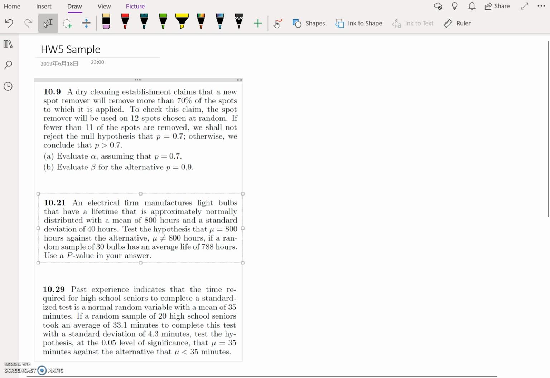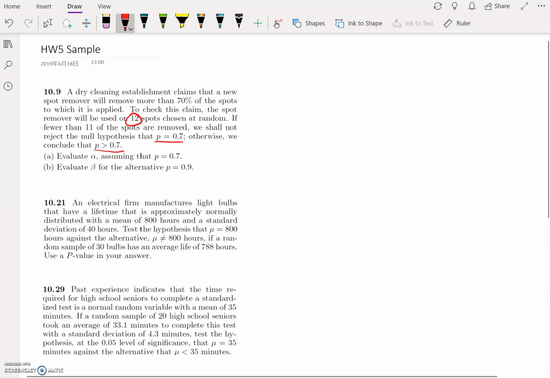The first question. A dry cleaning establishment claims that a new spot remover will remove more than 70% of the spots to which it is applied. To check this claim, the spot remover will be used on 12 spots chosen at random. If fewer than 11 of the spots are removed, we shall not reject the null hypothesis that p equals 0.7. Otherwise, we conclude that p is greater than 0.7.